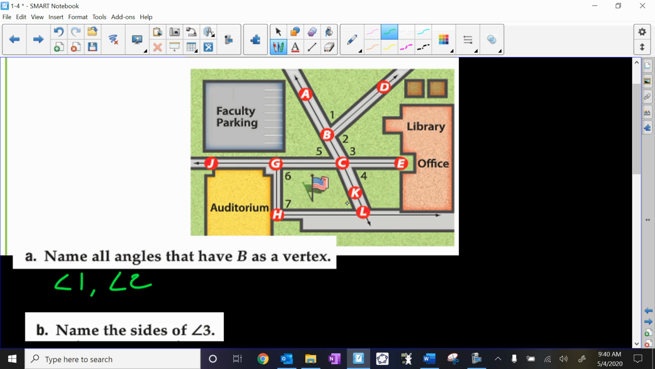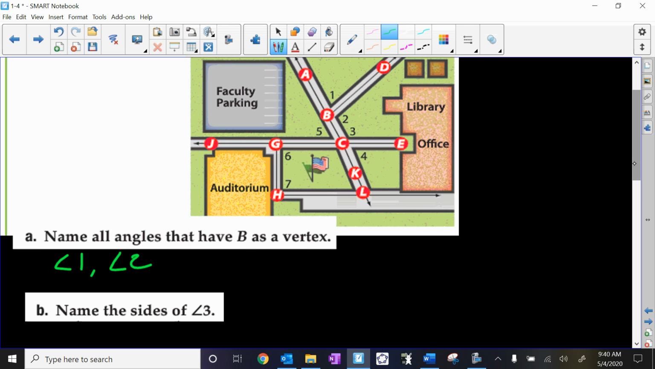Name the sides of angle 3. When I'm talking about sides, we're talking about rays. So in this case, I'm talking about ray CE, that's one of them. And the other one would be CB or CA.